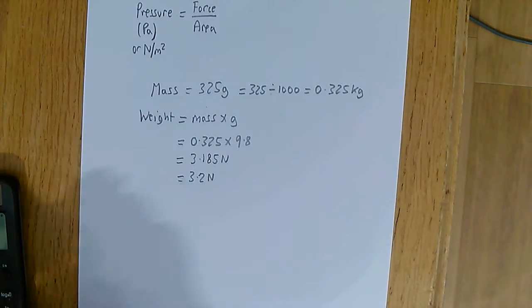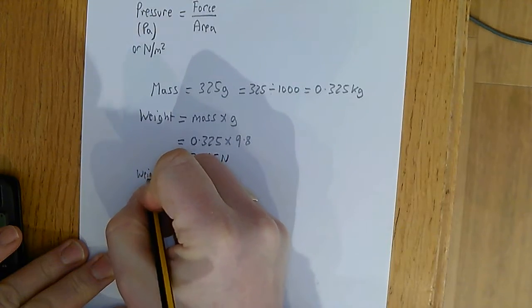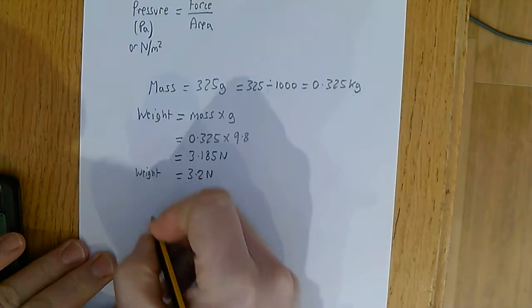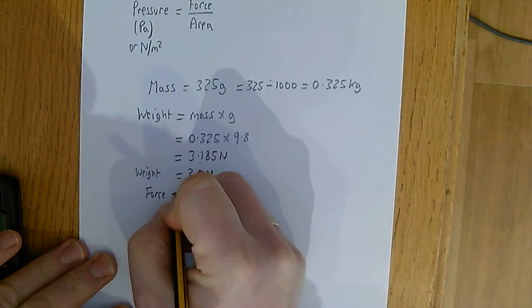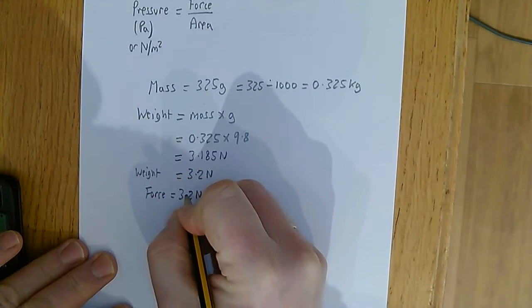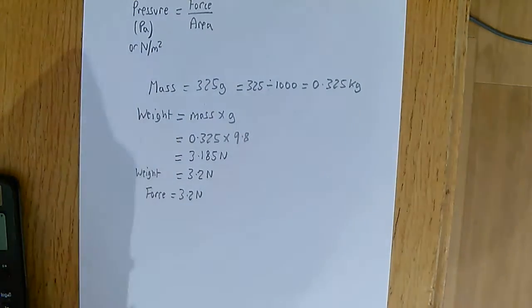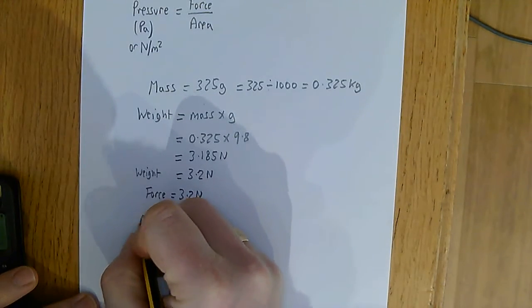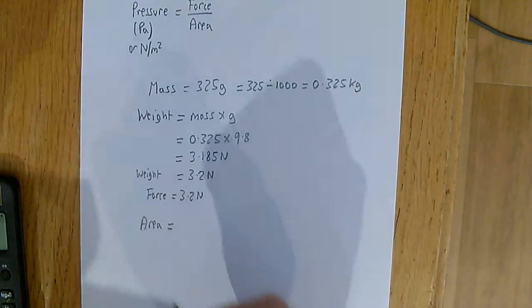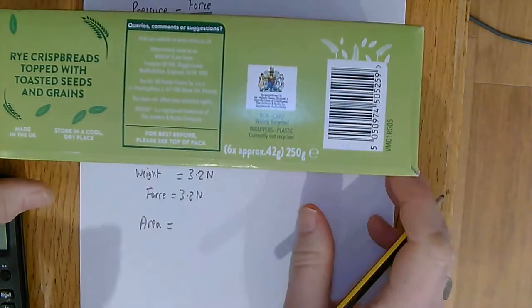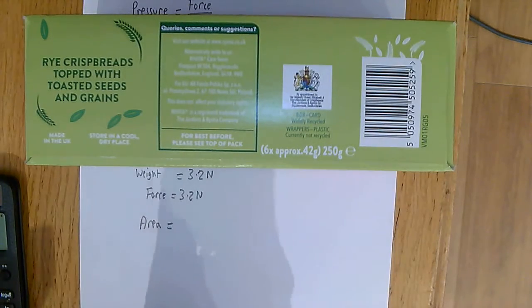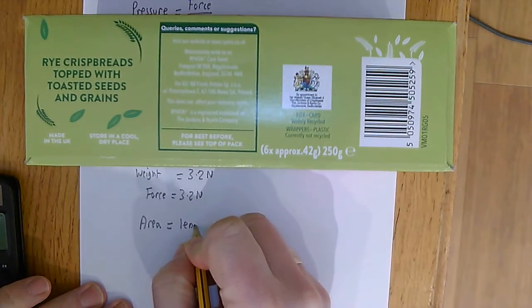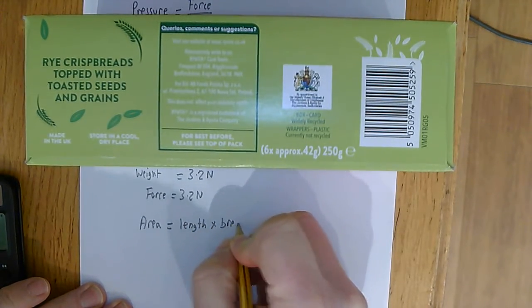Okay, so we have our weight, and our weight is the force that we've got. So the force for our pressure calculation is 3.2 newtons, and that will be the same whichever way we happen to have our box around. So the next thing we need is the area. Now if we look at our box here, we can see that it's rectangular in shape, and so the area is going to be the length times the breadth.